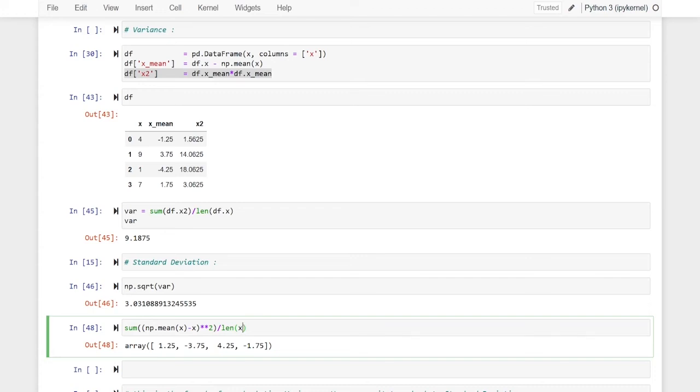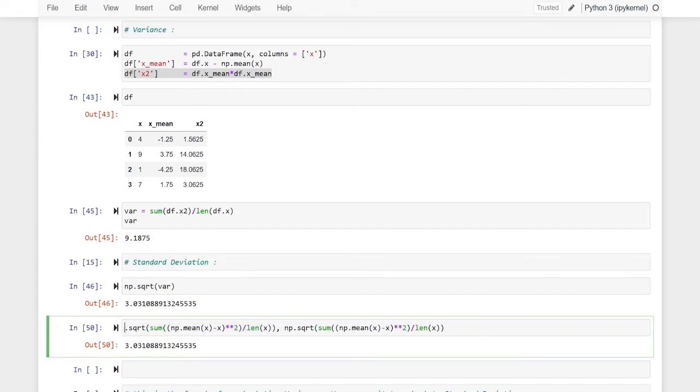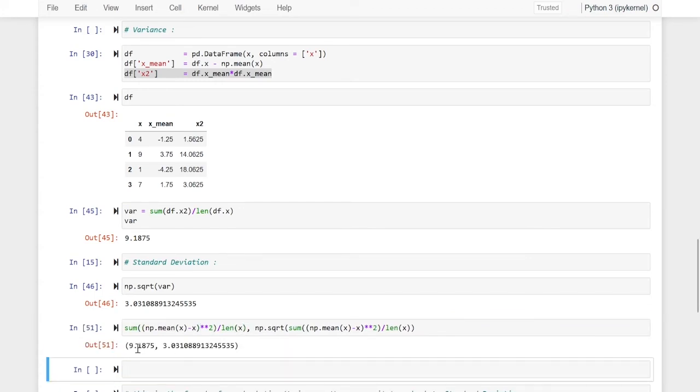We will get, see, we got variance. Then what will we do? We will take the square root. You got the standard deviation. Correct? So we can also do it like this. Here I will remove this square root. I will just keep it like this, and then this is my variance, this is my standard deviation. So we can use it like this as well.